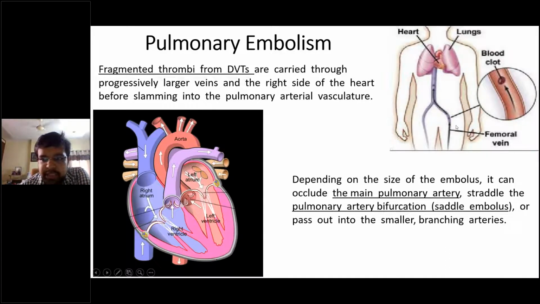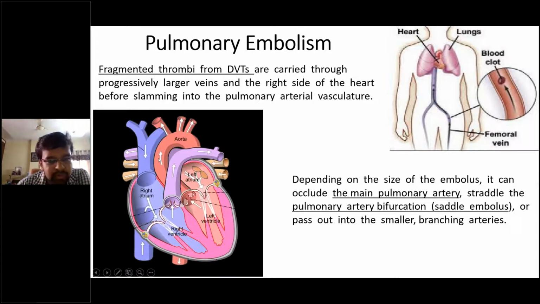So the DVT which is present initially in the lower limb can embolize and go upwards from the inferior vena cava, enters the right atrium, comes into the right ventricle, and enters into the pulmonary artery. This is what pulmonary embolism is: fragmented thrombi from DVT going upwards, dislodging into the pulmonary artery.